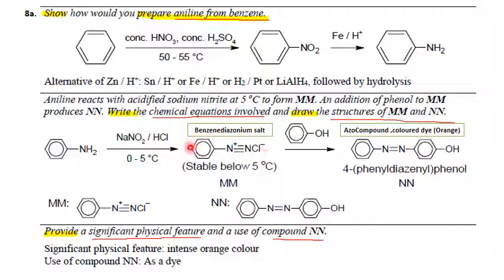Make sure you write the reagent correctly. And then benzene diazonium salt is formed. It is stable below 5 degrees Celsius. If more than that, it will form nitrogen gas. From this benzene diazonium salt, reacting with phenol will form an azo compound. The name of this azo compound is 4-phenyldiazenylphenol. It is a dye in orange color. That's why the next question will ask you to provide a significant physical feature. The physical feature is an intense orange color. And a use of this compound NN is as a dye.